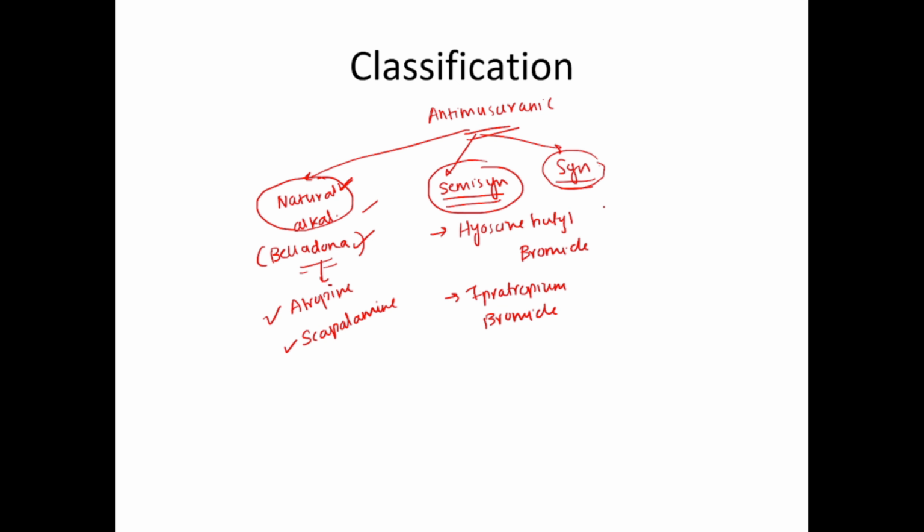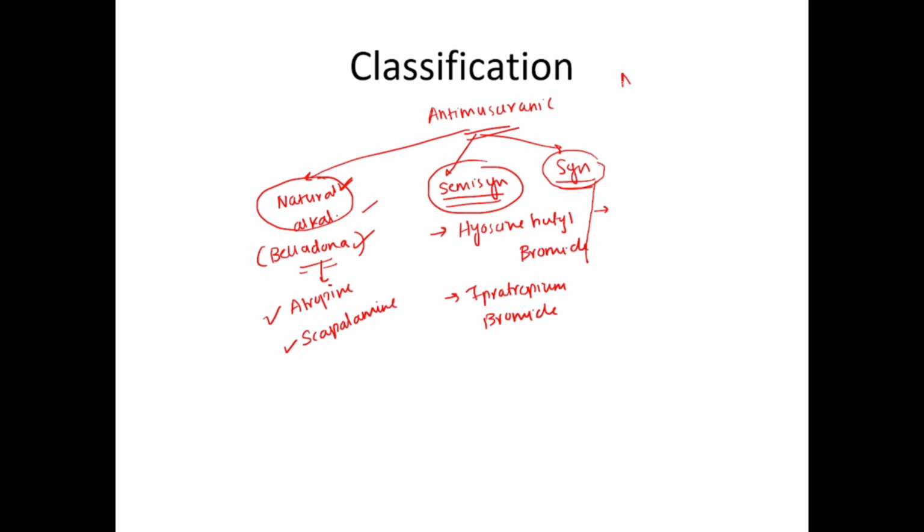Then you are going to have your synthetic derivatives. Now these synthetic derivatives are mainly going to be classified based on the therapeutic activity. So those anticholinergic drugs which are going to be used in ophthalmology, or your eyes.